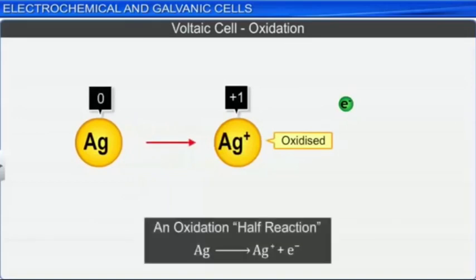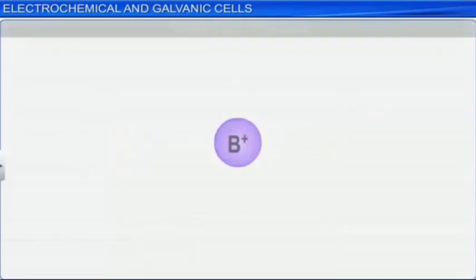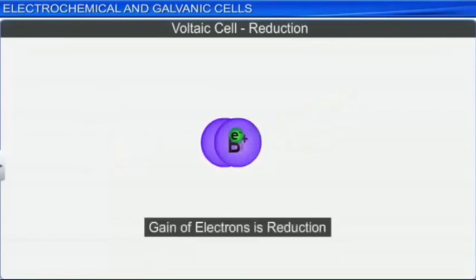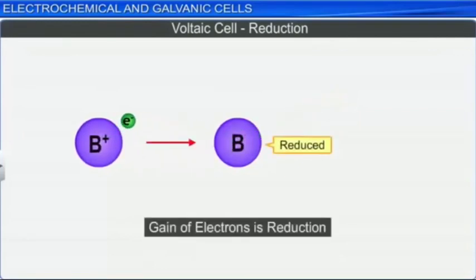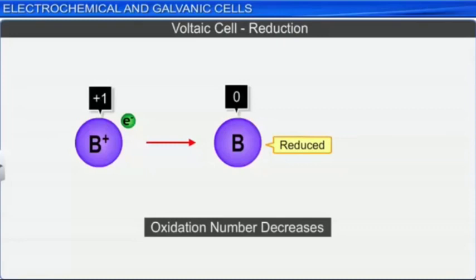Reduction is defined as the gain of electrons. Note that the oxidation number of a species decreases when reduction occurs. For example, when a zinc ion gains 2 electrons, zinc metal is produced.